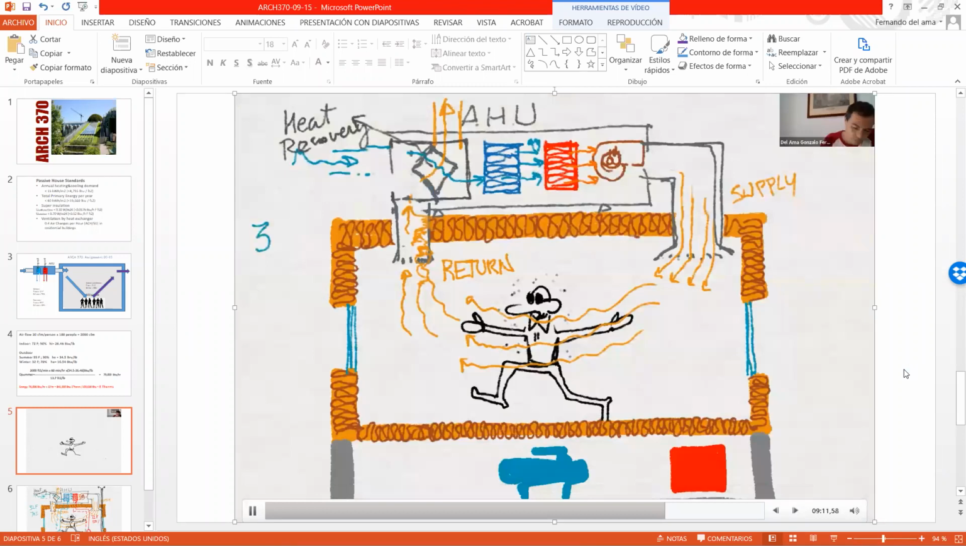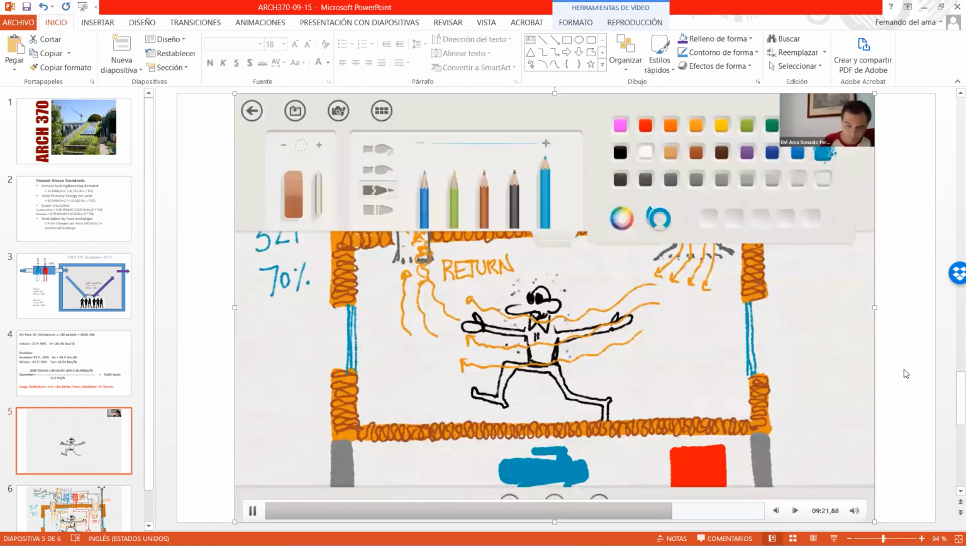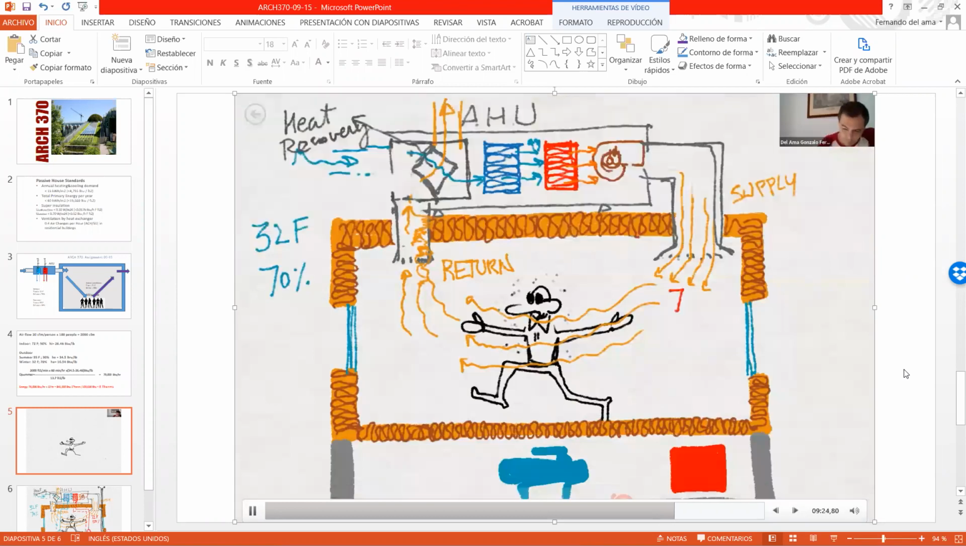So outdoor conditions, it's 32 Fahrenheit, 70% the relative humidity. Those are outdoor conditions. And indoor conditions are 72 Fahrenheit and 50% relative humidity. Okay, so with the previous schematics, we just didn't recirculate the air. We didn't have this return grill, and we didn't have the heat recovery.